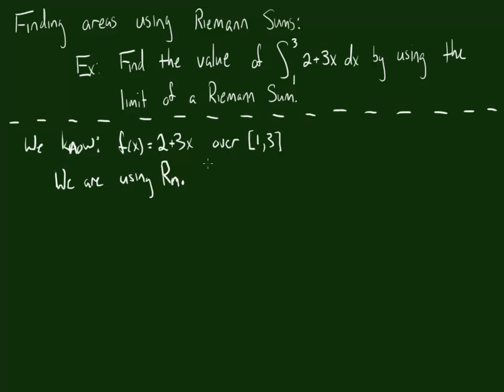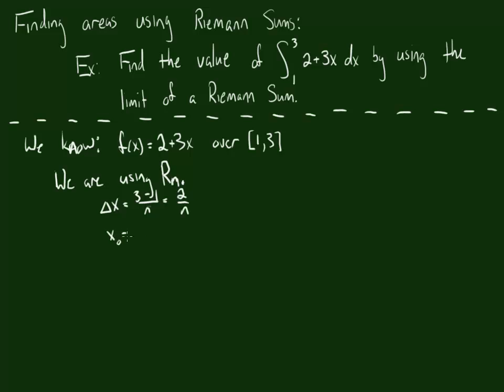So after we've made that decision, we also know what delta x is going to be. If there's n rectangles and the interval is of length 2, delta x is going to be 3 minus 1 over n. I apologize, it's going to be 3 minus 1 over n, and delta x is going to be 2 over n. So we know the value of delta x.